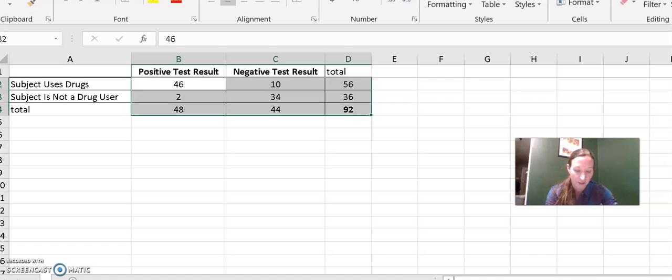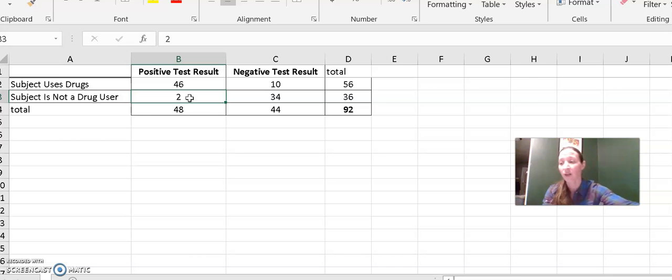So going back to the data, false positive would be a positive test result for a non-drug user, because non-drug users should not test positive, and when they do, that makes it a false positive. So you can see here there are two positive test results for non-drug users out of a total of 92 results.